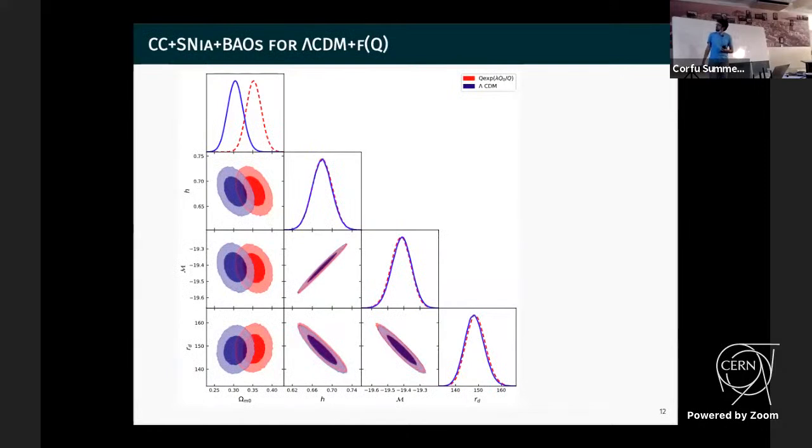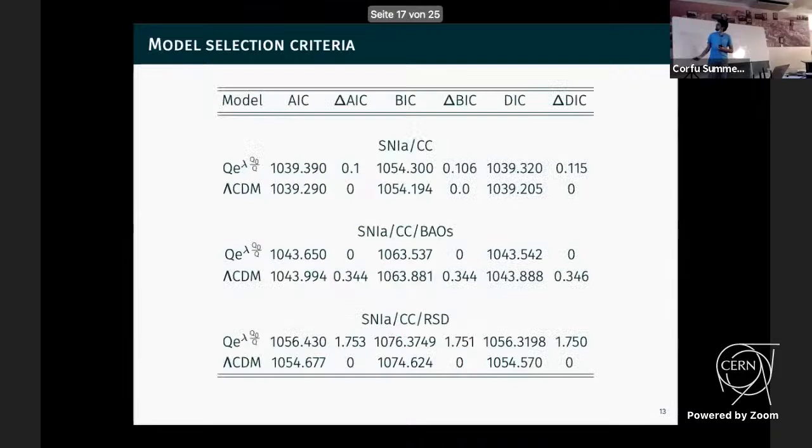Now the results. This is a particular result for the cosmic chronometers plus supernovae plus BAO dataset. With red are the contours from the f(Q) model, and with blue from the control one. We observe that the models have similar values for all free parameters, except omega matter, in which the f(Q) model has a little larger omega matter.